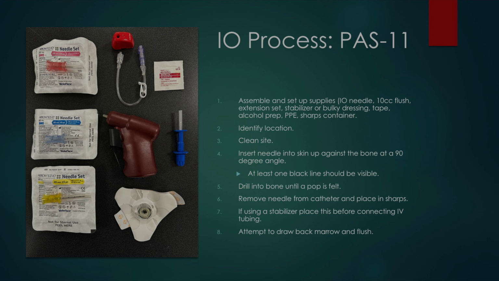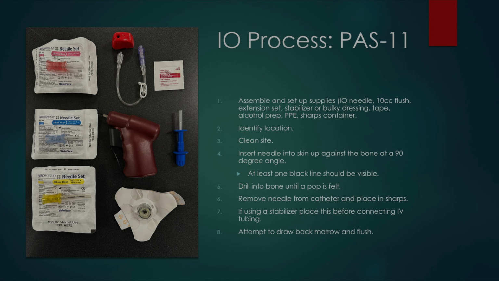Identify the appropriate insertion site with the proximal humerus commonly preferred in adults and thoroughly clean the site. Position the needle against the skin and advance it straight in at a 90-degree angle until it contacts the bone. At this point, at least one black marker line should remain visible outside the skin, confirming appropriate needle length.